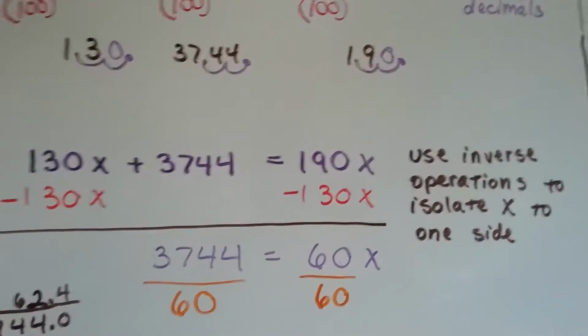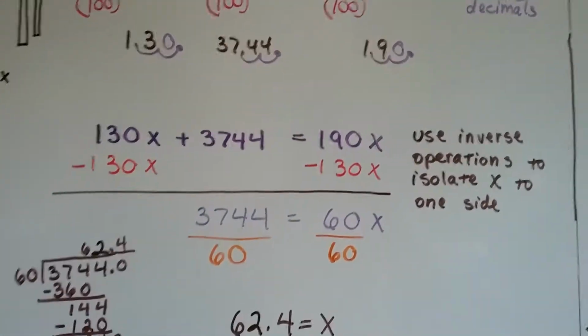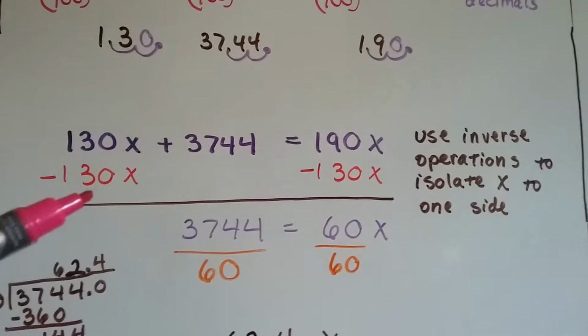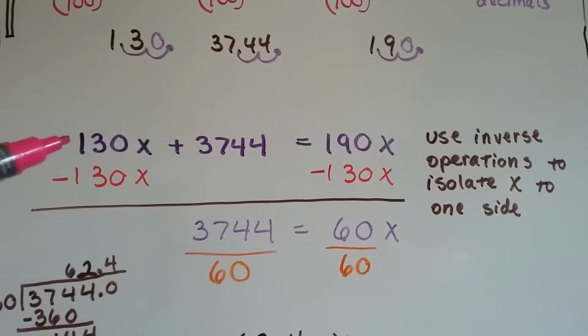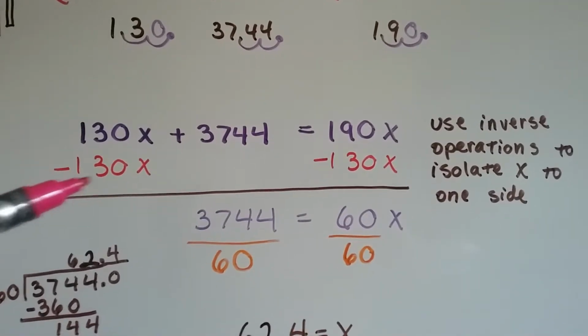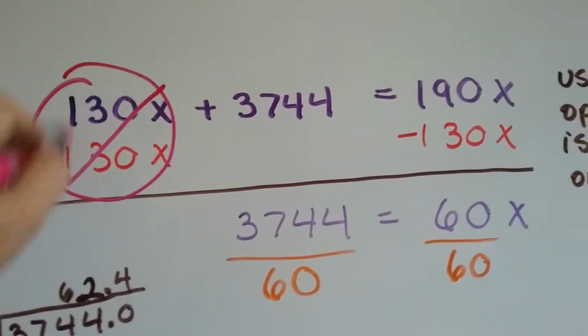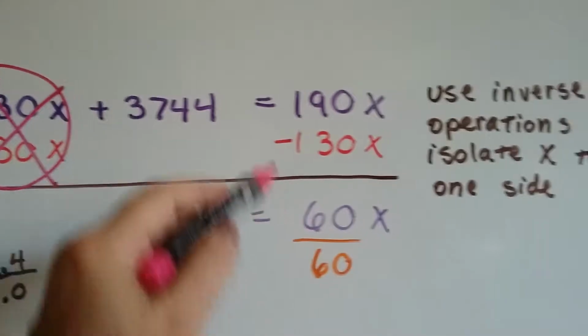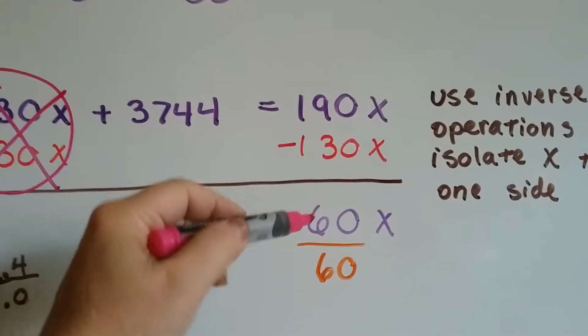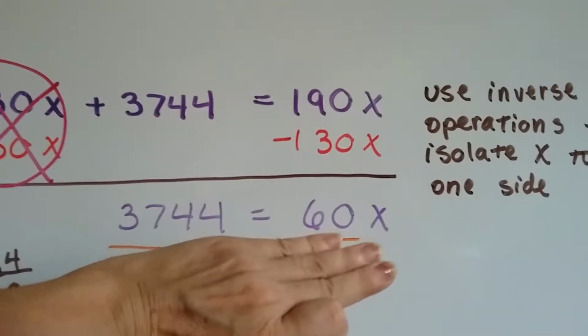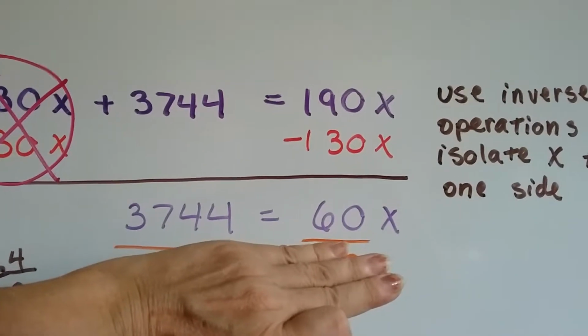Now we can just use inverse operations to isolate the x to one side. So the first thing I do is, I see this is a positive 130x. I can subtract 130x from each side. That's going to create a 0 pair, and that's going to disappear. And 190x take away 130x is going to give us 60x. See? And we drop down the 3744.